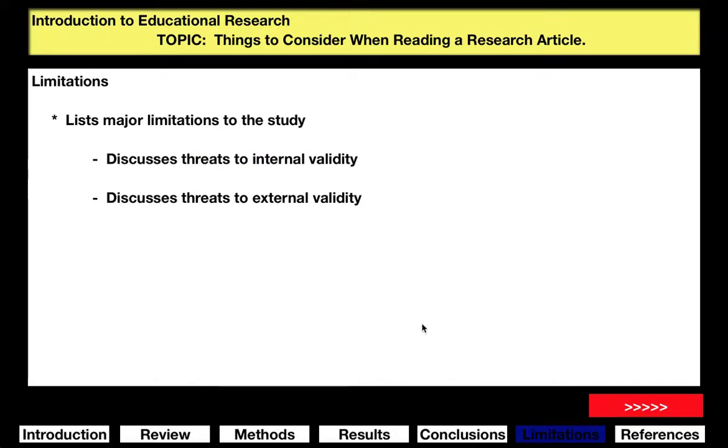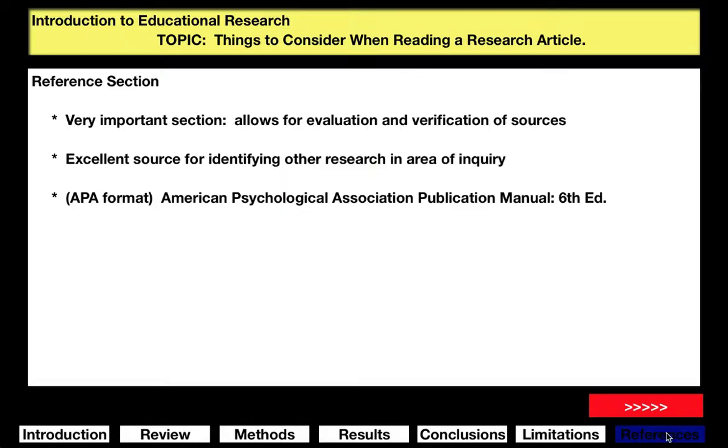Then there'll be a section on limitations, and generally the researchers will discuss threats to internal and threats to external validity. And again, these may be terms that at this point you may not understand or know the meaning of, but you will. It becomes part of the vocabulary that we'll be exposed to. That's the limitations section. And finally, the reference section.